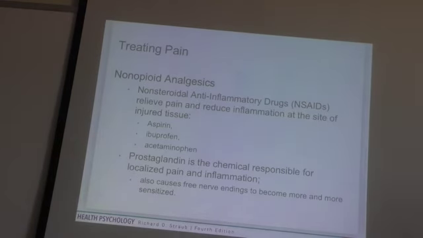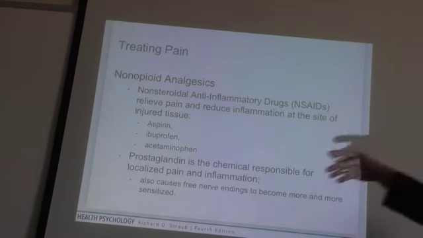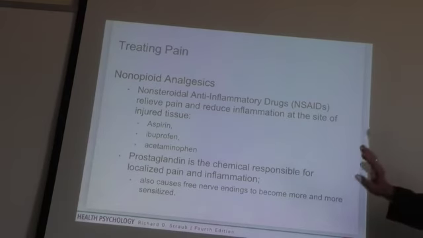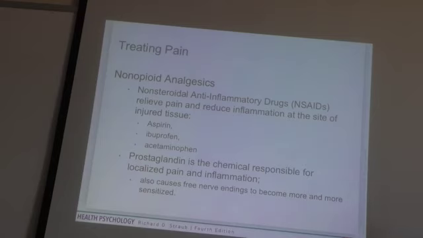Non-opioid analgesics, non-steroidal anti-inflammatory drugs, the NSAIDs, relieve pain and reduce inflammation at the site of the injured tissue. NSAIDs include aspirin, ibuprofen, and acetaminophen. Prostaglandin is the chemical responsible for localized pain and inflammation. It also causes free nerve endings to become more and more sensitized. And of course, it is substance P that NSAIDs will block.